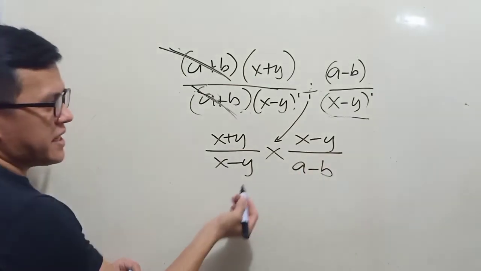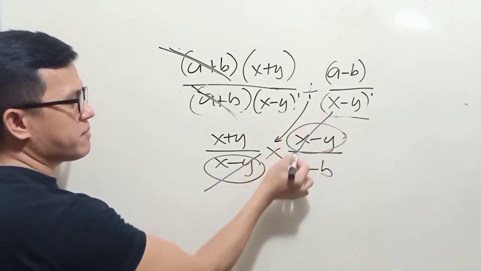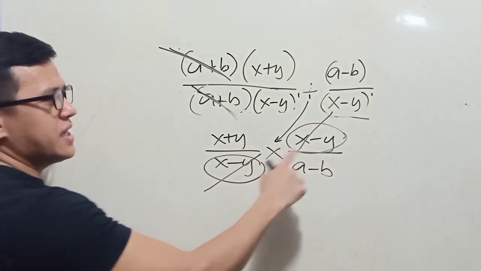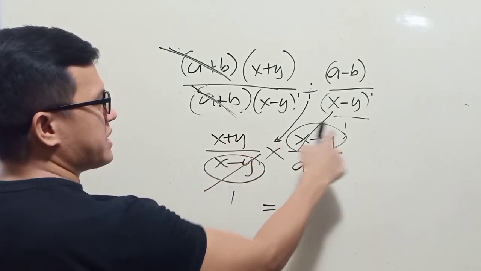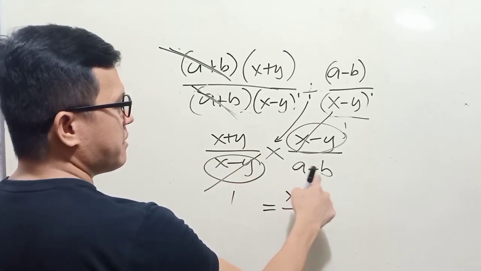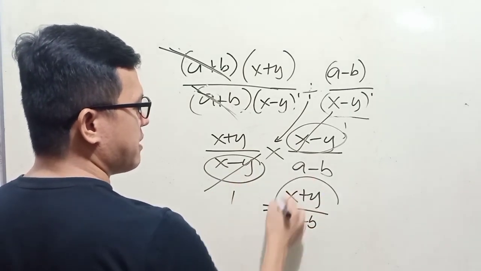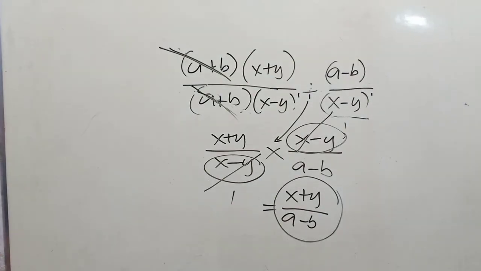Now, in this case, we have the numerator x minus y and denominator x minus y. We can cancel that because this is multiplication. So this is 1 and 1. The final answer would be x plus y times 1. We have x plus y over 1 times a minus b. We have a minus b. This is now the final answer. That's how we do the division of rational expressions.